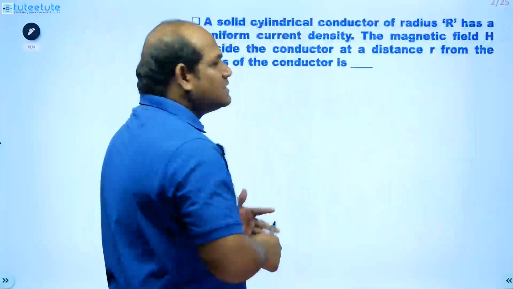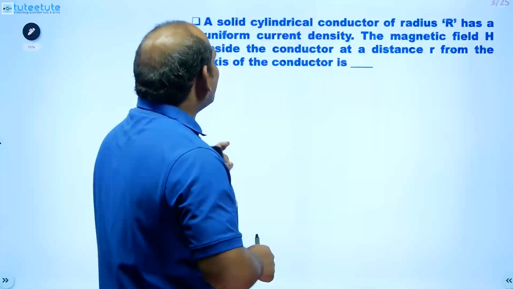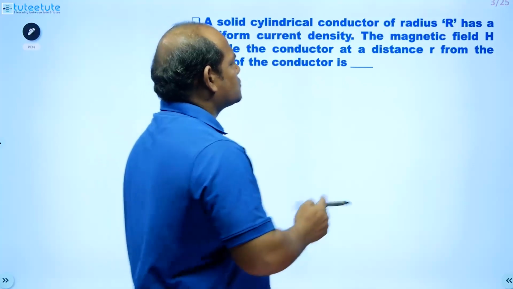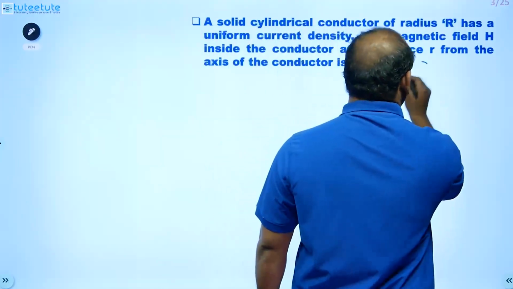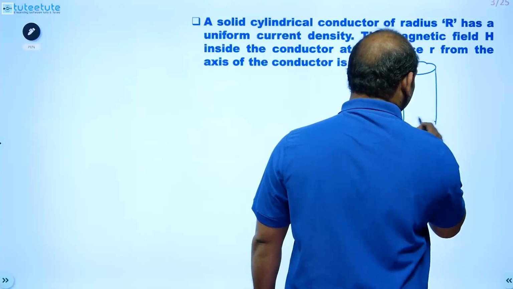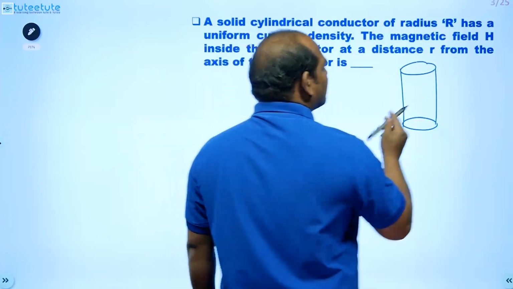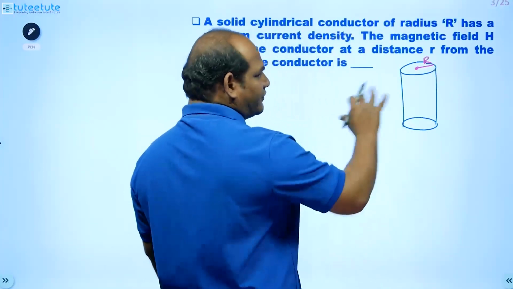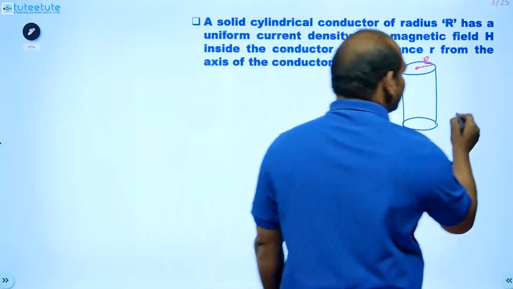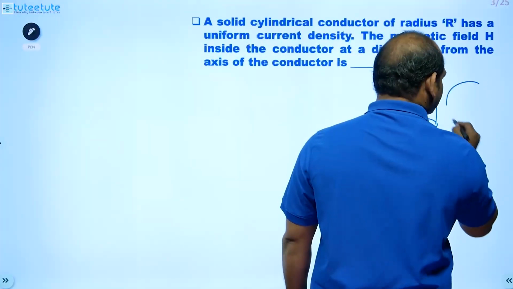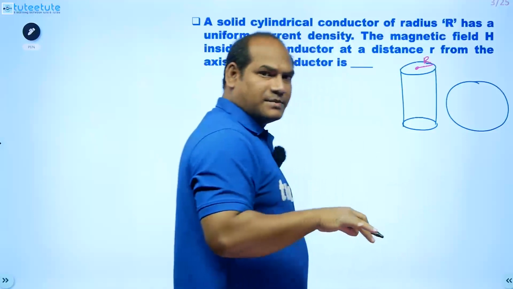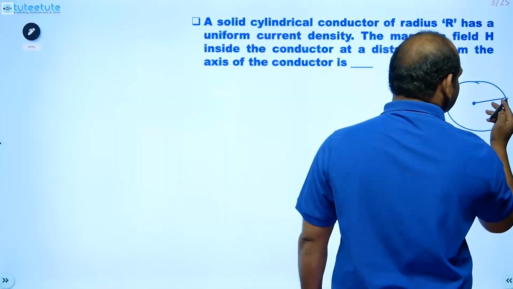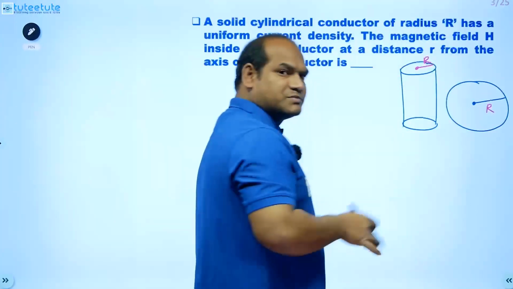Okay, now we'll see the next question. A solid cylinder conductor of radius capital R. So we have to take one cylinder, and it has a radius of capital R. This is the side view. If you see from the top, it will look like this. A circular cross section will be there. So if you see from the top, you can observe this is the cylinder. Both are the same cylinder only.